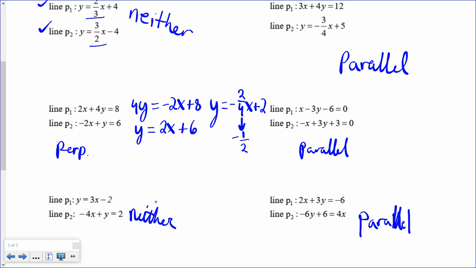Okay. -1/2 and 2 are opposite reciprocals of each other. -2/4 simplifies. That's what got me for a second. You better look, if you can simplify that fraction, you better.